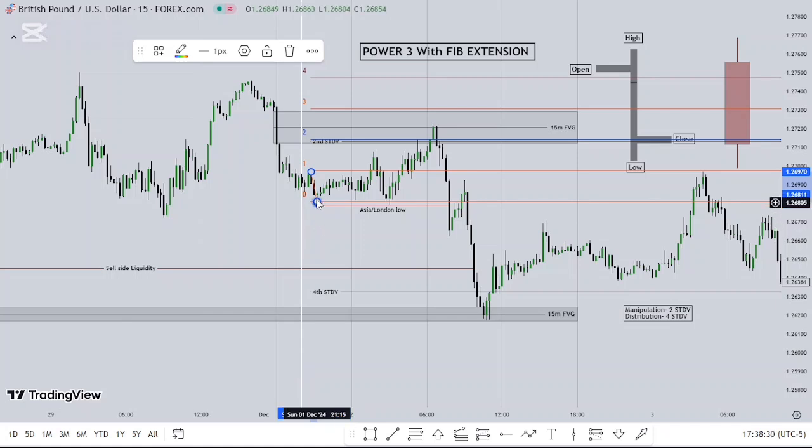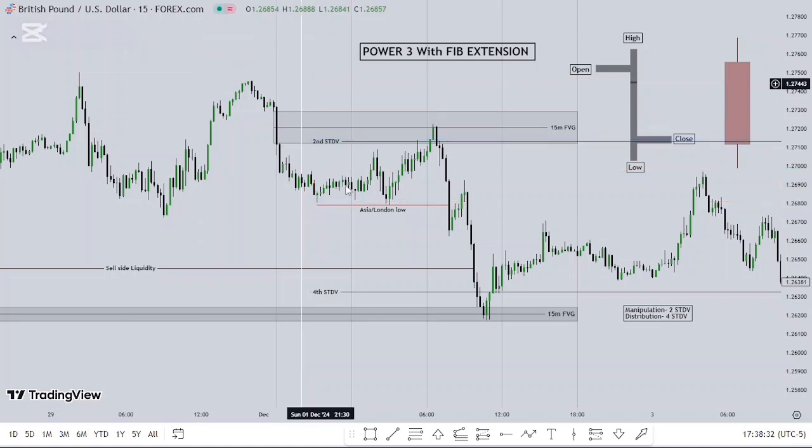So yeah, I just hope you find this insightful on how to trade the Power 3. If you got this right, you got the whole bias for the day, because you got the second standard deviation for manipulation and the fourth standard deviation for delivery, for distribution lower. So this is Power 3.